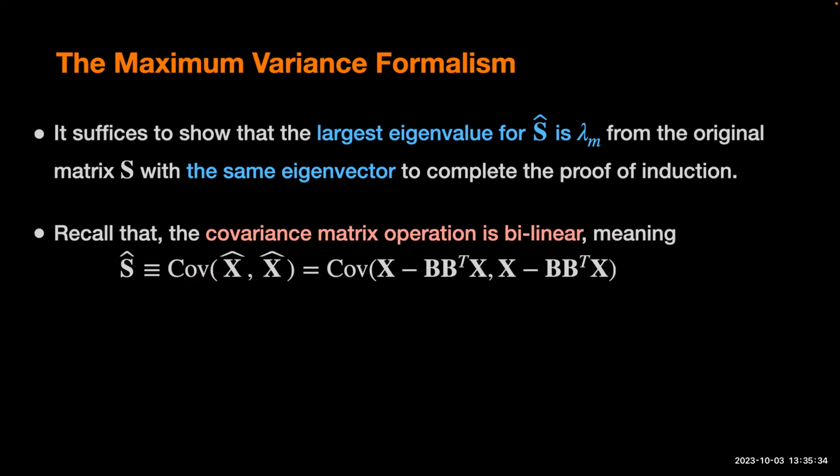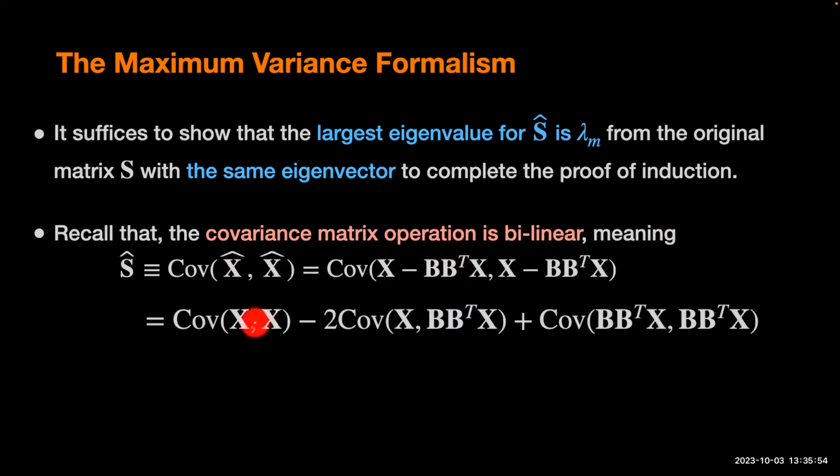Some of this is interesting facts, right? If I want to take the covariance of X hat, this is an operation on X hat. I already know X hat can be written as X minus BB transpose X. One nice thing about the covariance operation is that it's bilinear, meaning that I can expand this out into the quadratic terms and the cross term. This seems a bit fuzzy, but if you just write down the definition of covariance in the context of a sum over n equals 1 to N, and do the dot product, then you will see this to be true.